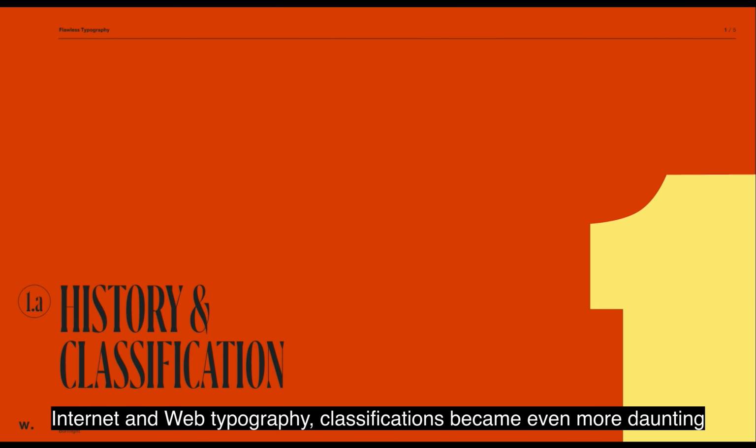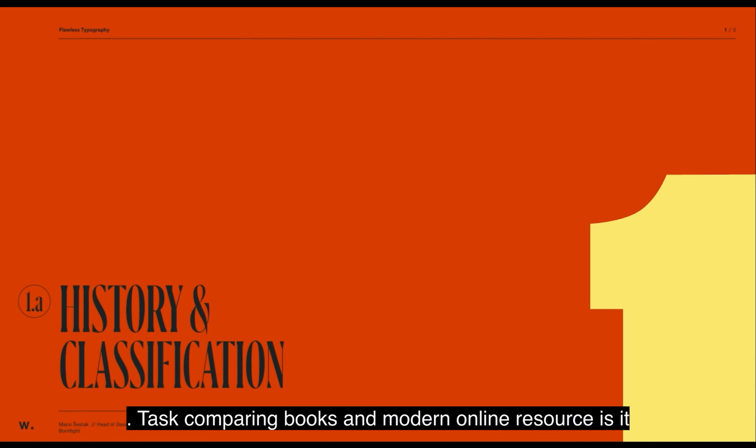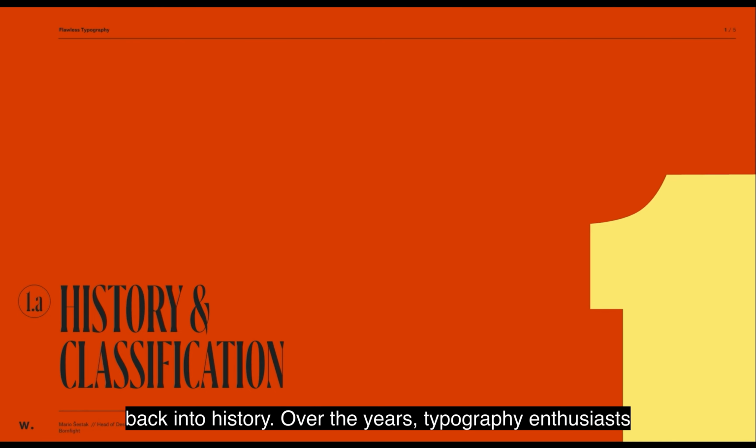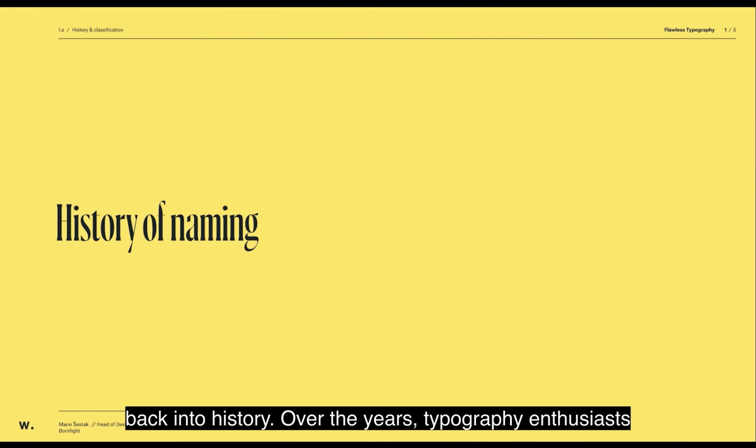Then, with the rise of internet and web typography, classification became an even more daunting task. Comparing books and modern online resources, it is yet more obvious how classification is almost everywhere different. With the rise of type foundries on the web, classification became even more simplified or just diverse. To solve this puzzle, we need to take a step back into history. Over the years, typography enthusiasts have developed various systems to define type categories and their subgroups.